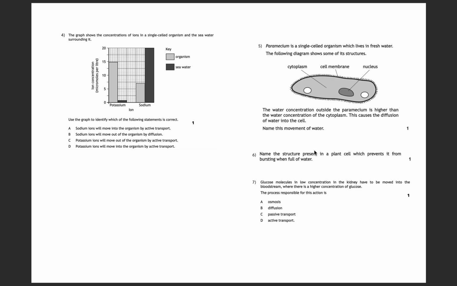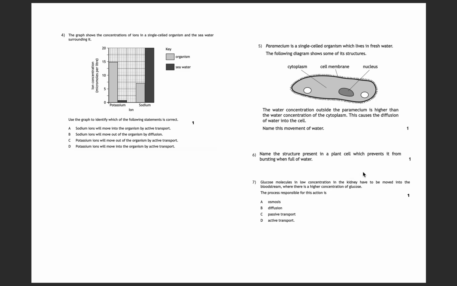For question 5, as I said, paramecium, single-celled organism. We're looking at water concentrations this time. So the water outside the paramecium is of higher concentration, and therefore diffusion moves the water into the cell. Name the movement of water. So when water is being moved by diffusion, the example of passive transport that's specific to water is osmosis. So if it's anything to do with water being transported, it's going to be osmosis. So this movement of water is osmosis.